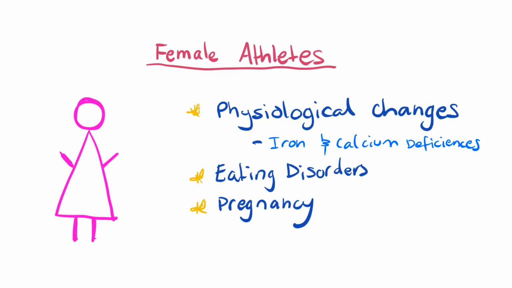So in summary, when we look at female athletes, they're different to other athletes because they're more likely to suffer from physiological changes such as iron and calcium deficiencies, from eating disorders, and from pregnancy. And it's important to understand the factors which contribute to these sorts of things, the signs and symptoms, and why they're an issue in relation to female athletes. And what are some of the things that, as a coach or a sports practitioner, they can do to support female athletes who have an iron or calcium deficiency or an eating disorder, or athletes who are pregnant?